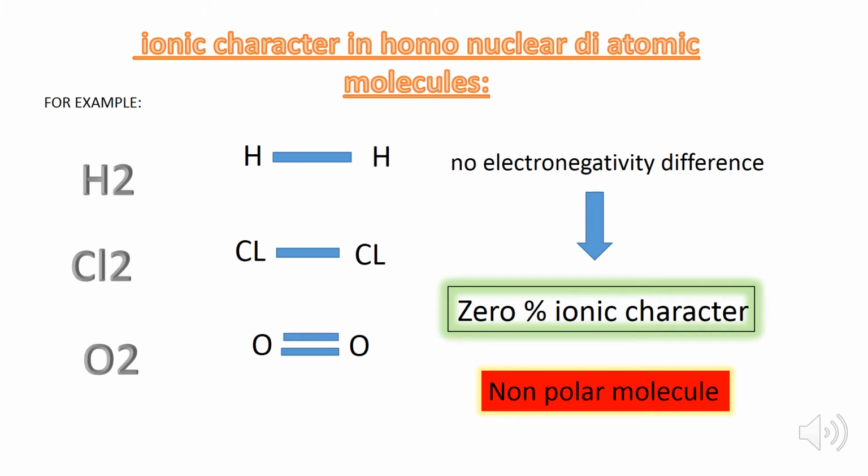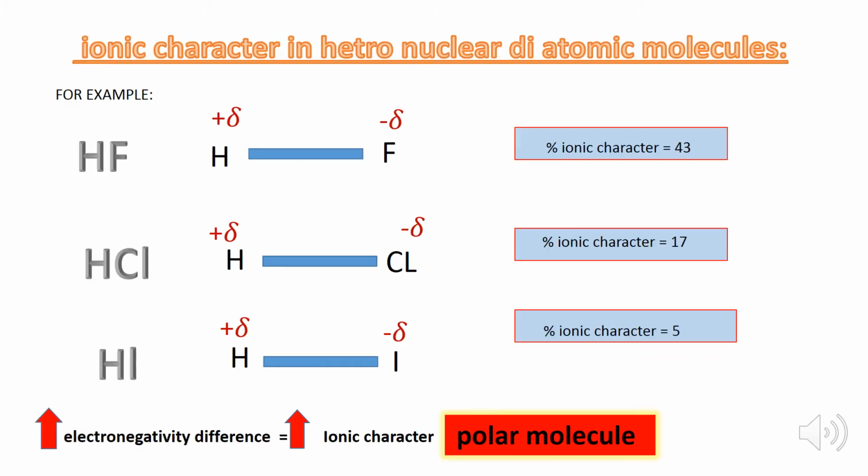Now look at the oxygen molecule. Both oxygen atoms have no electronegativity difference, therefore it has 0% or no ionic character. So from this we come to know that in the case of homonuclear diatomic molecules, there is no electronegativity difference between the atoms, therefore they have no ionic character, and these molecules are called non-polar molecules.